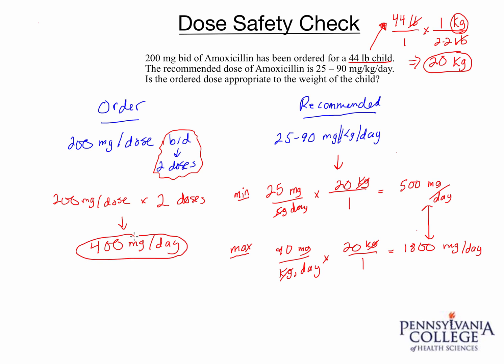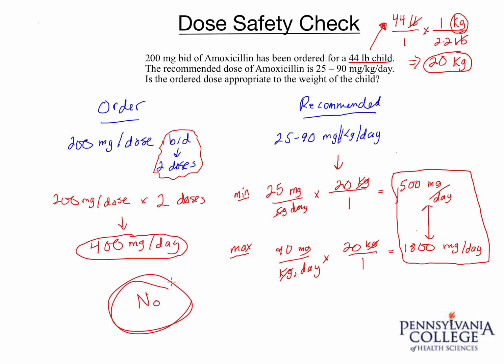Finally, the units match. My order is in milligrams per day. My recommended is a range with units in milligrams per day. I'm finally at the step where I can determine whether or not this is appropriate. I would come to the conclusion that no, this is not appropriate. The reason why is because the order is below the recommended range. What's recommended is somewhere between 500 milligrams per day and 1800 milligrams per day. The order, 400 milligrams per day, does not fall within that range. Therefore, it is not appropriate for a child of this weight.